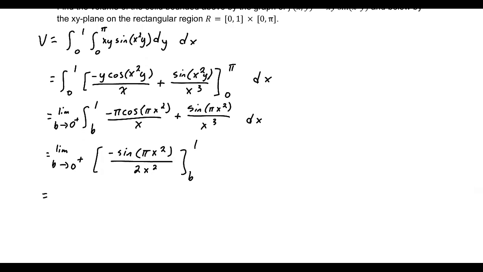So this is going to be equal to the limit as b approaches 0 from above of a fraction with a numerator of sin(πb²) and a denominator of 2b².